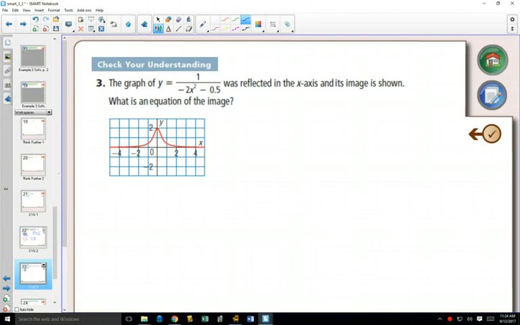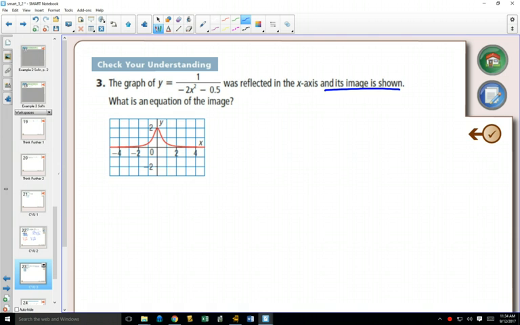The graph of y equals 1 over negative 2x squared minus 0.5 was reflected in the x-axis, and its image is shown. So here, this is sort of different than all the questions that we've had so far. Normally, we were given the picture and asked to draw the image. Now they're telling us the original equation and drawing us the image after it happened. So you've got to be really careful with the wording of these questions.